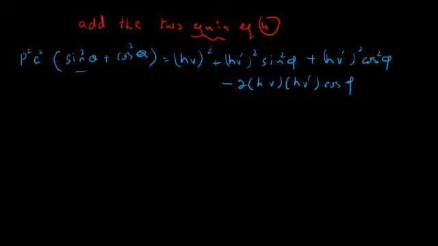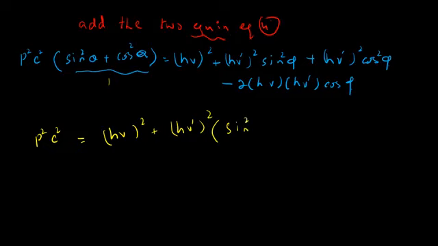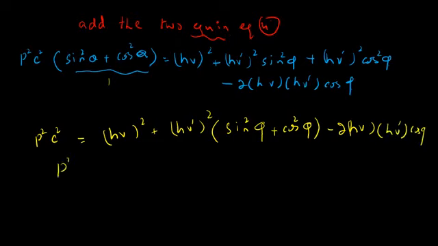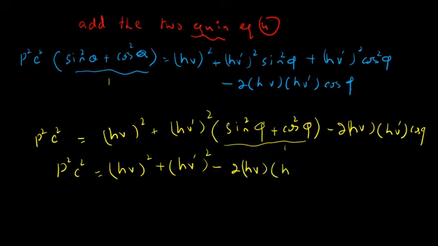By rearranging, cos square phi plus sine square phi equals 1, and you get p square c square equals h mu square plus h mu prime square, taking it as a common factor, within the bracket sine square phi plus cos square phi, which equals 1, minus 2 h mu into h mu prime cos phi. So this will be your equation number 5.